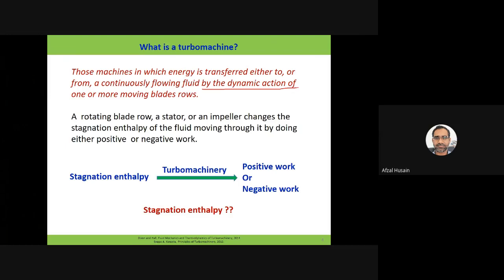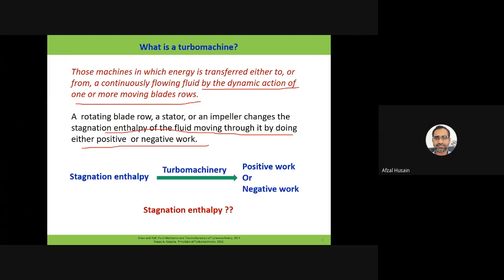And by the dynamic action of the moving blades. So there are moving blades in these machines, right? A rotating blade row, a stator, an impeller changes the stagnation enthalpy of the fluid moving through by doing either positive or negative work. What is the stagnation enthalpy here?